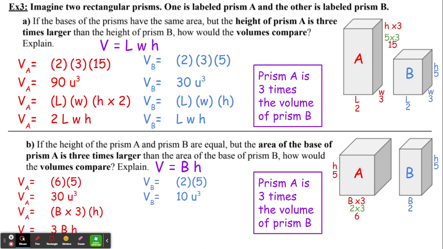So 3 times area of the base times height. And for B, it's just area of the base times the height. So if I were to replace area of the base times the height with volume of prism B, because that's what volume of prism B equals, right here you have 3 times volume of prism B is equal to volume of prism A. So A is 3 times that of the volume of B.